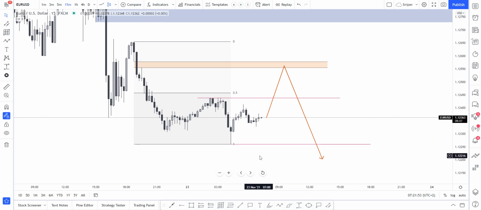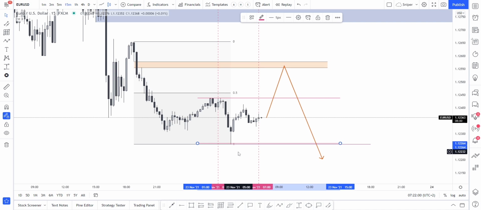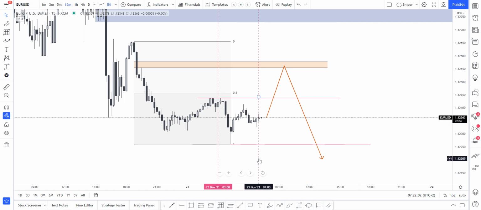So we have the start of the Asian session, the end, sorry, and there's the start. We have our Asian high there and the Asian low there, which is actually already marked out by those two areas.